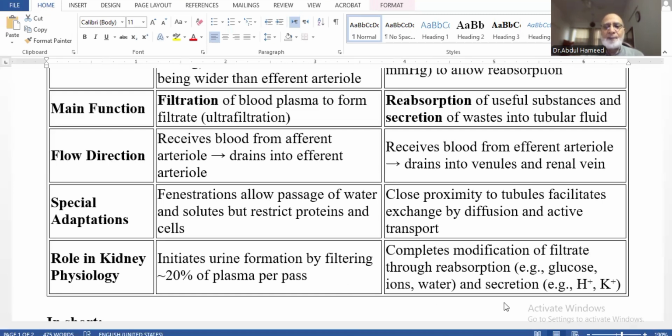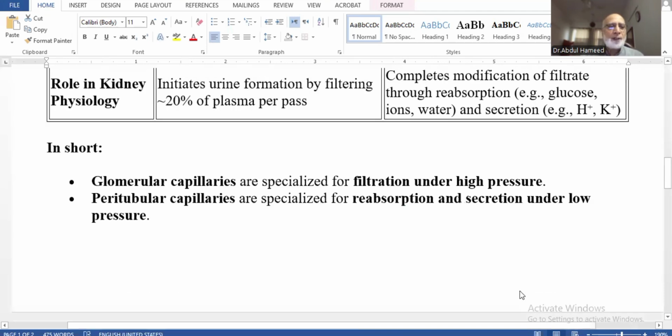In case of peritubular capillaries, they perform complete modification of the filtrate present in the tubule through reabsorption of glucose, ions, and water, and secretion of protons and potassium into it. In short, glomerular capillaries are specialized for filtration under high pressure, and peritubular capillaries are specialized for reabsorption and secretion under low pressure.